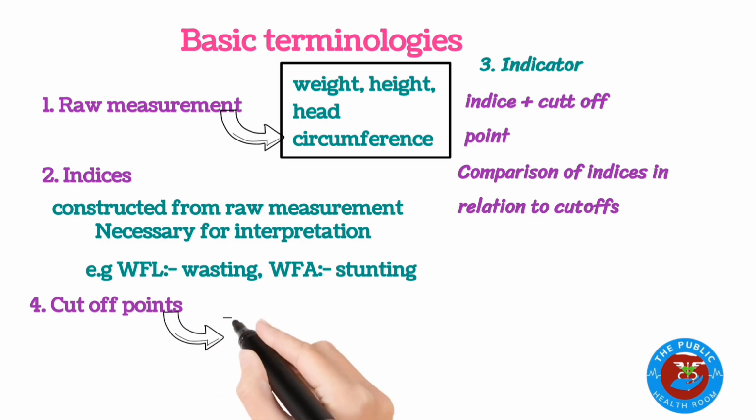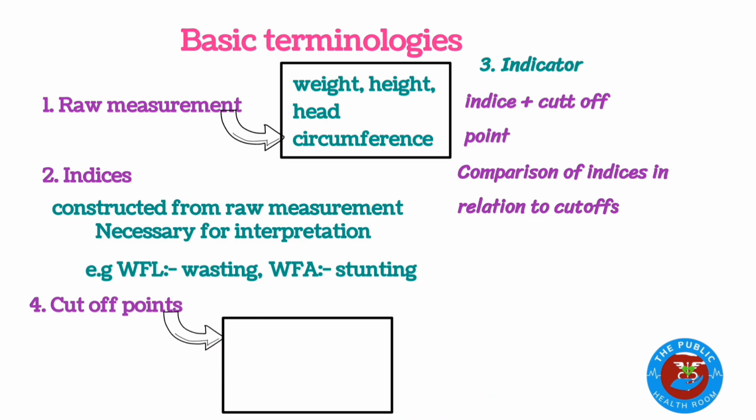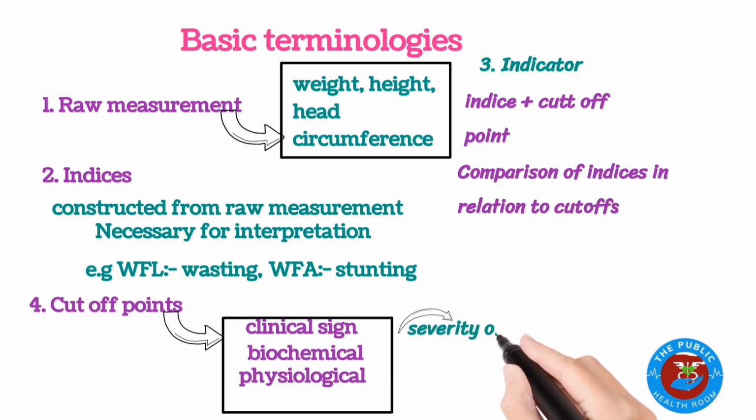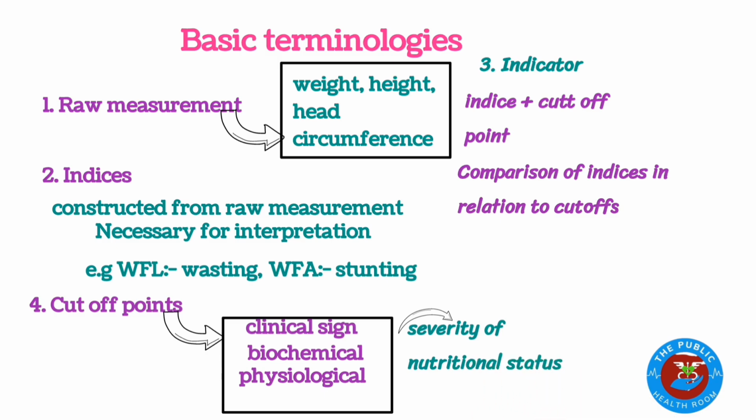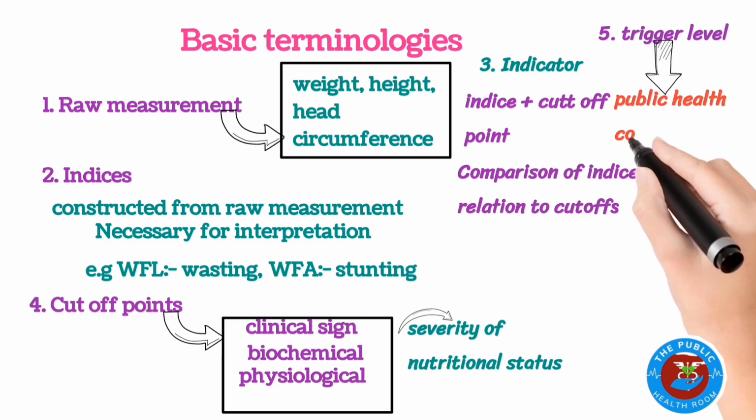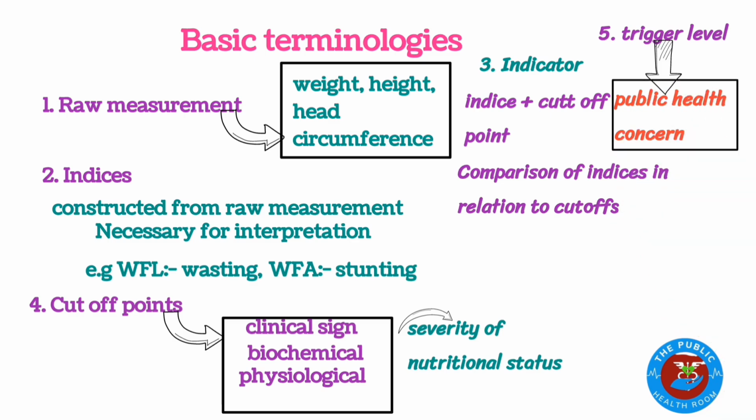Cutoff points are generally based on ranges associated with clinical signs or impairment in biochemical or physiological functions and used to classify the severity of nutritional status. Trigger level is the level of an indicator at which there is a public health concern. Example, stunting in children less than 5 years.